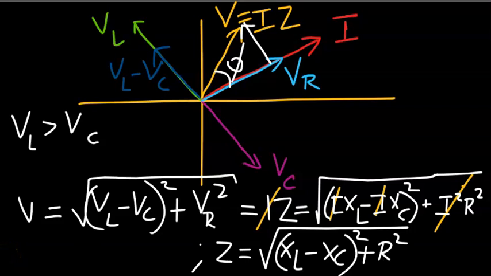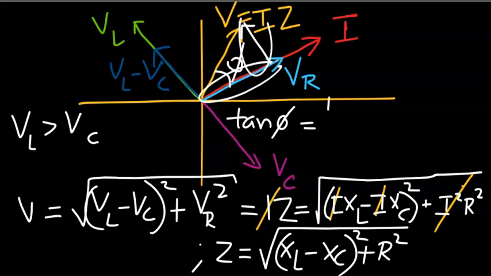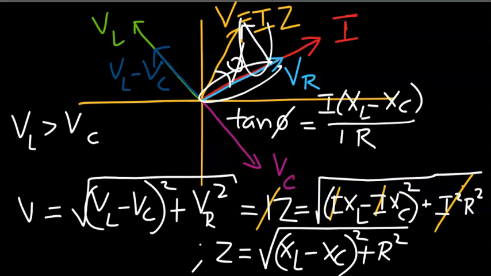And from trigonometry, we see that the tangent of that phase angle is quite simply this length over that length, which is I times (XL minus XC) over resistance times I. So I cancels, leaving you with this expression that enables us to calculate the phase angle of this AC circuit.